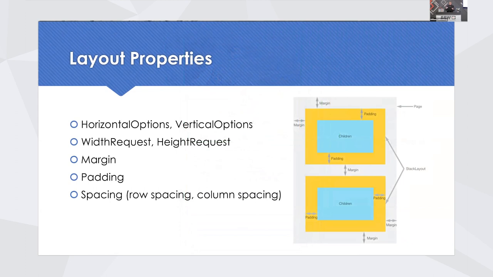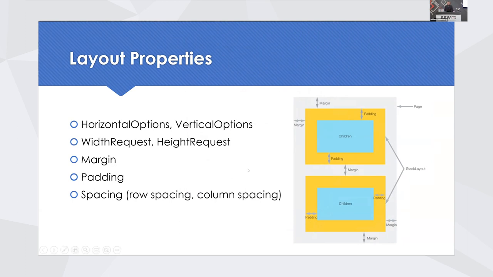For those of you just entering into the crazy world of MAUI layouts, here are some properties you're going to want to know about. Horizontal options and vertical options. This is where we can specify where we want something to be, horizontally at the start, center, or end, vertically at the start, center, or end, or fill.